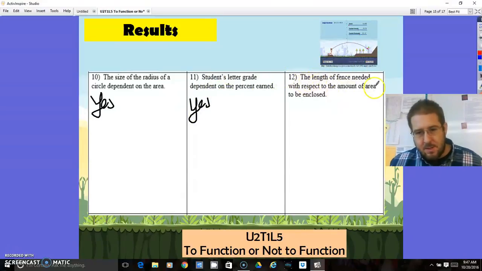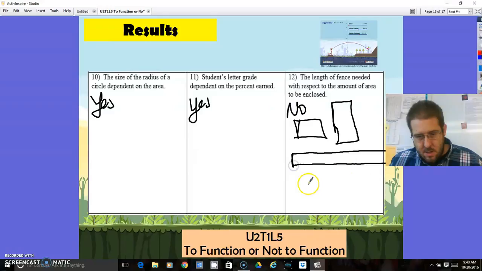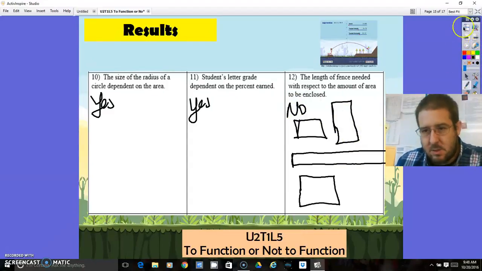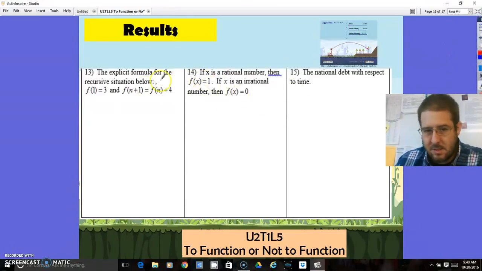The length of a fence needed with respect to the amount of area to be enclosed. The length of the fence is dependent upon the area. Can an area have two different lengths? These two rectangles can have the same area but have two different size lengths, so therefore this is not a function. You can have a really skinny fence and a really fat wide fence, and they'll have the same area, but this one requires less fencing than this one. This one will require more fencing. So that answer is no, it's not a function, because an area can have two different lengths.